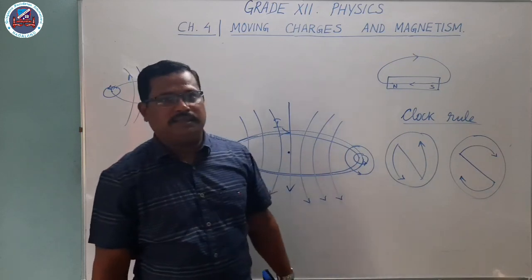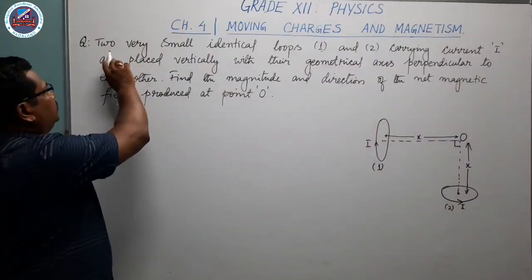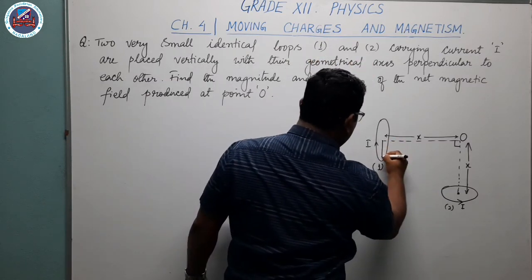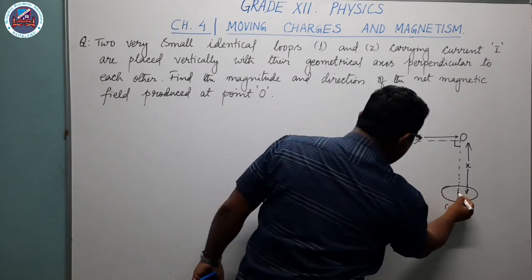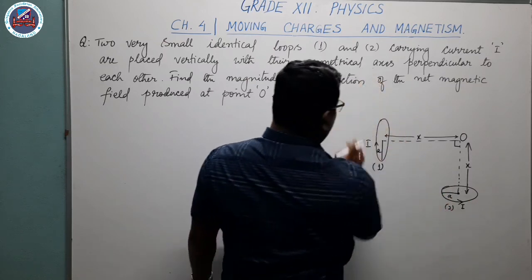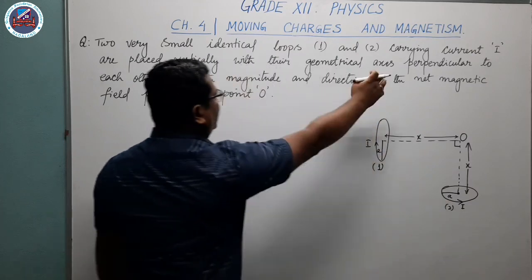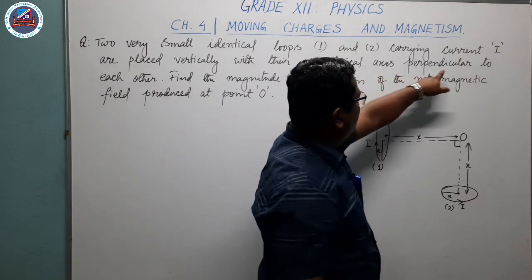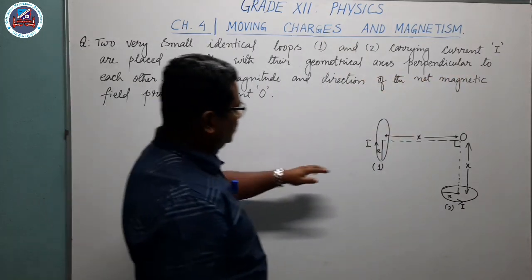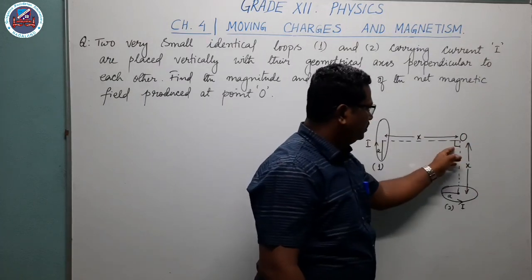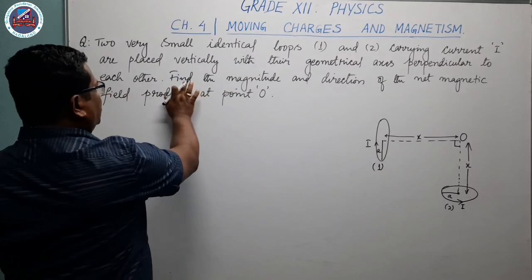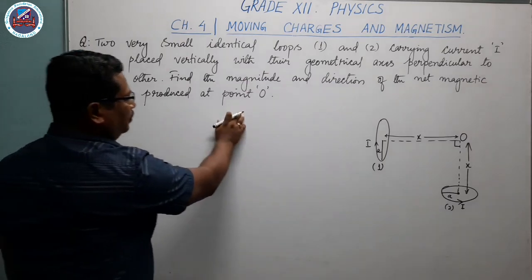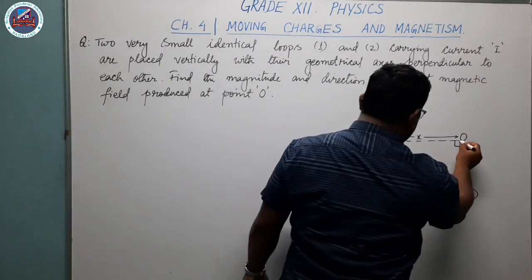Let us do one numerical and see using Biot-Savart's law. 2 very small identical loops, 1 and 2. They are identical, so their radius we'll take as a. This is loop 1 and this is loop 2, carrying current I, placed vertically with their geometrical axes perpendicular to each other. These are the geometrical axes. They are perpendicular to each other at point O. You are asked to find the magnitude and direction of the net magnetic field produced at point O.